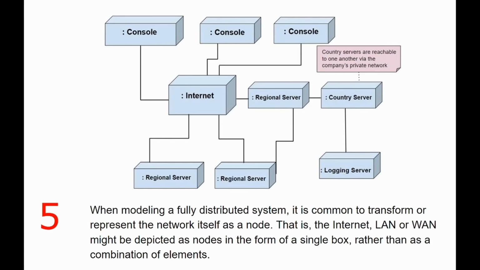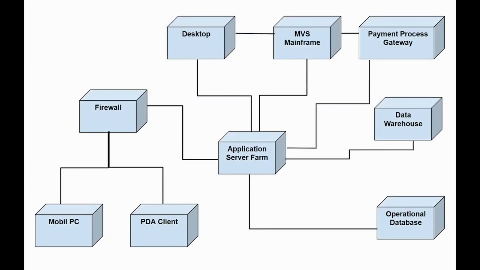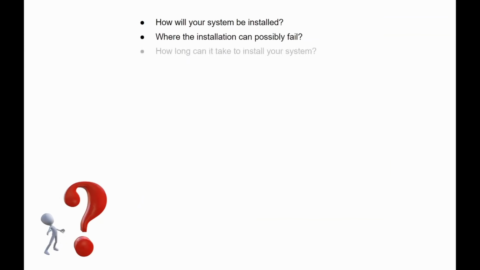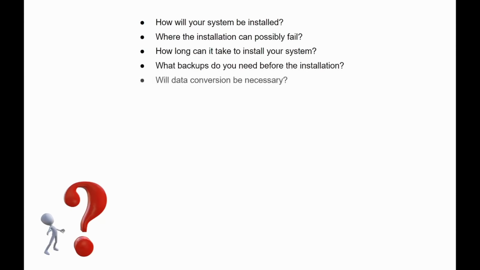When you develop a deployment plan for your company, you might discover that you don't know where to start and what to focus on. The following checklist can give you some ideas for planning your deployment. How will your system be installed? Who will install it? How long will it take? Where can the installation possibly fail? What backups do you need before the installation? Will data conversion be necessary? How will you know that the installation was successful?